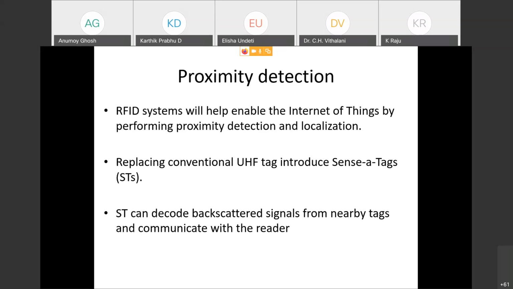So for proximity detection, the tags have the sensor tag technique, STs. What do STs do? STs decode the backscattered signal from the nearby tags with the reader.